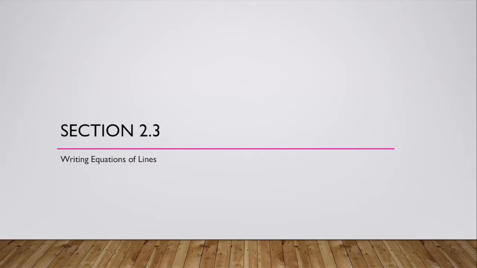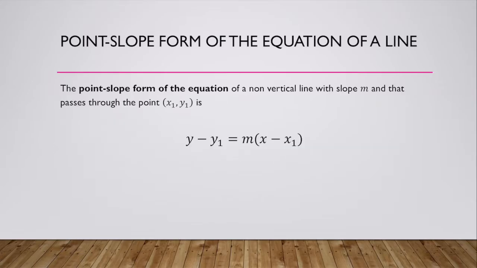Section 2.3 is about writing equations of lines. So what if I'm not given the equation for a line? How can I determine the equation of that line? One of the methods we can use to do that is point-slope form. Point-slope form allows us to write and find the equation of a line given its slope and a point.